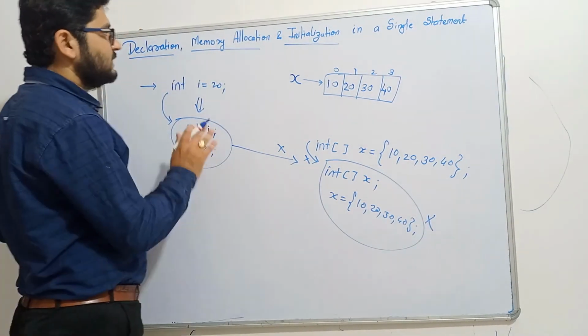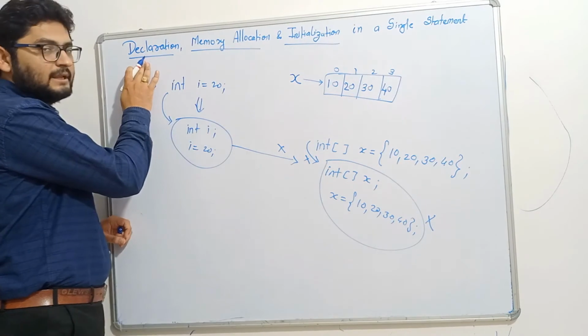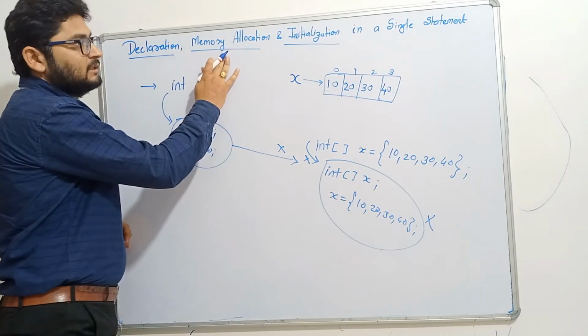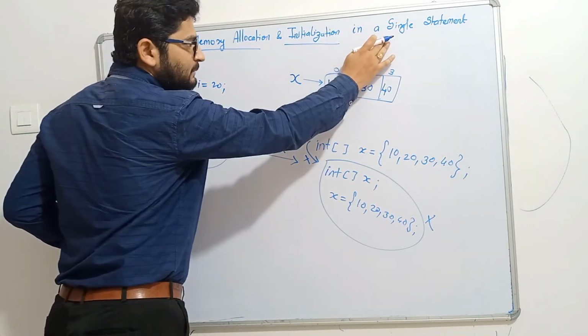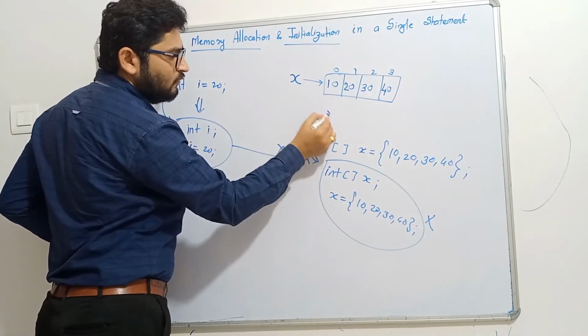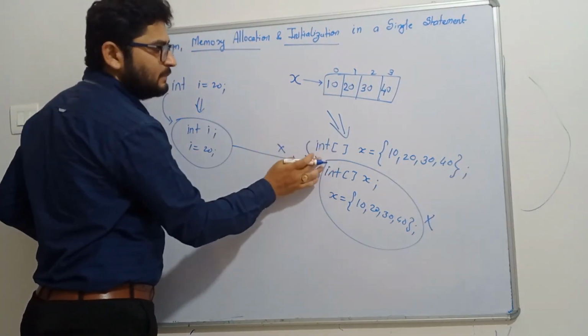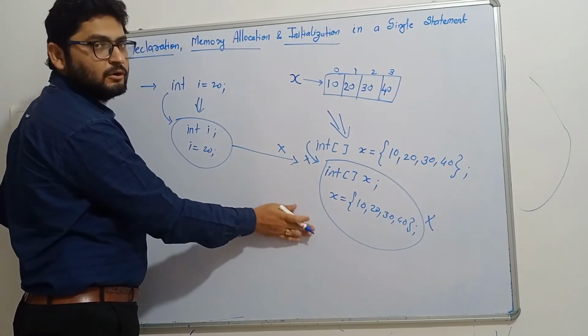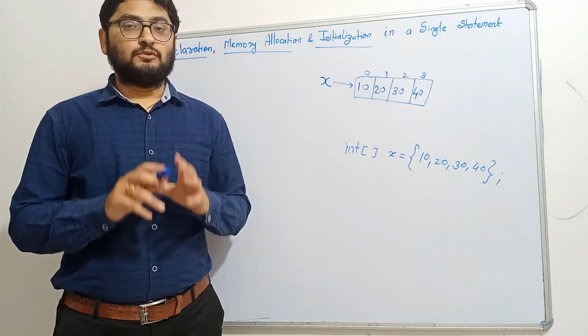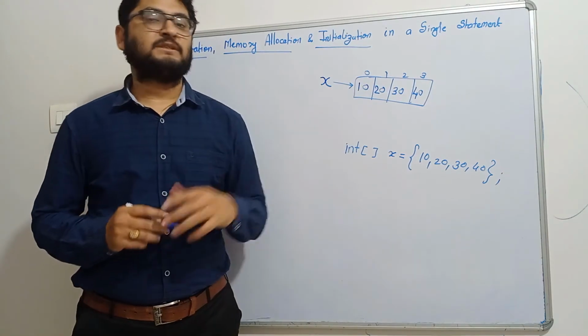Okay, so if you are using this method, that is declaring, memory allocation and initialization in a single statement, then you have to go for this statement only. You should not break this statement into two. That is actually not allowed. Let us now use the same for the two-dimensional array.